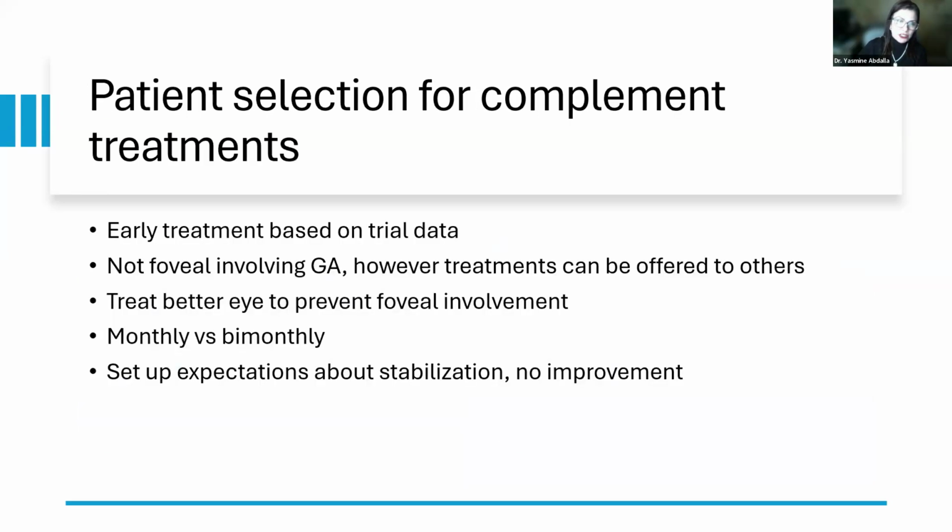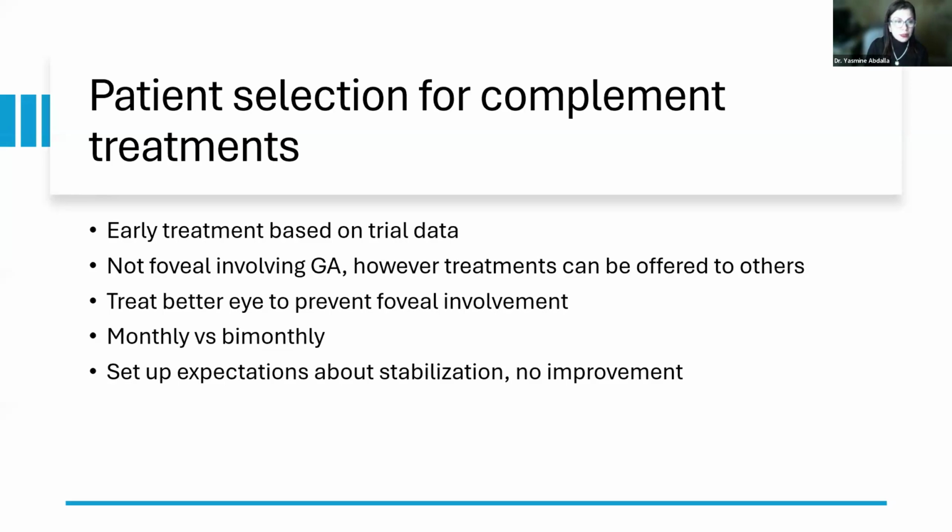So how do we select patients for this treatment? Based on trial data, early treatment is advocated. Non-foveal involving GA, however, once it's out there, we can also offer to others. We usually treat the better eye to prevent foveal involvement, which I find a hard sell for the patient who lost one eye due to geographic atrophy. Tell them we're not going to inject the bad eye, actually we're going to inject your better eye. So I think when we go through the risks and benefits, it's going to be very interesting conversations.